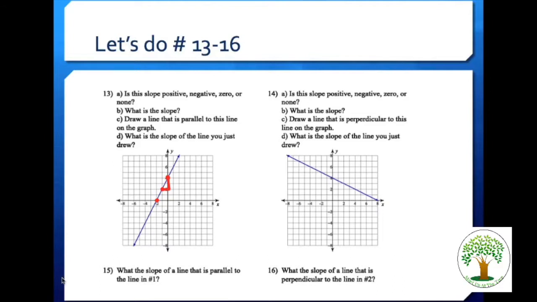We're going to move to number 14 pretty soon. Letter A on number 14. Is this a positive, negative, 0, or no slope? Negative. What is that slope? Let's find out.